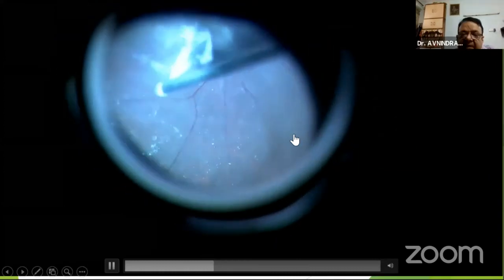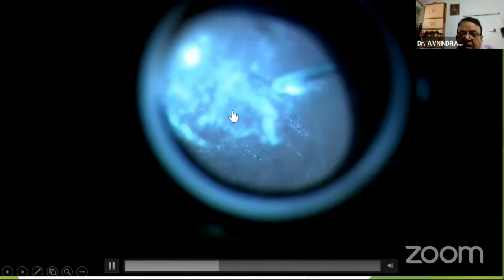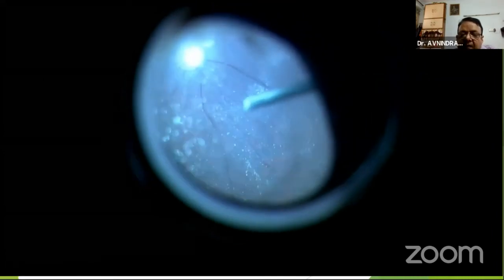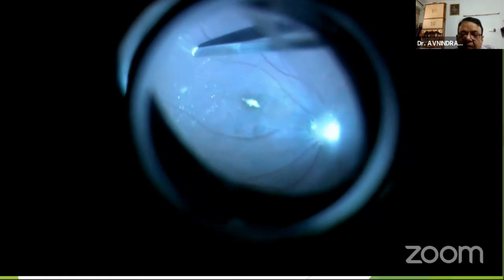So if you want to remove the posterior hyaloid and you want to be 100% sure, you have to use triamcinolone. And you can see we are creating a posterior vitreous detachment. And this is the Weiss ring. All of the vitreous is removed. A total vitrectomy is done. The triamcinolone is removed.